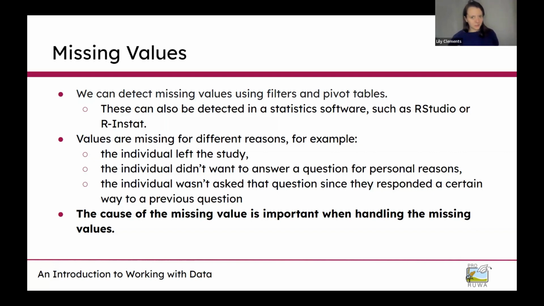To the third instance here, we didn't ask them that question because they said that they didn't have fallow land. We didn't ask them about their children because they don't have children. So therefore, we don't have any value to fill in there. We don't have a value which is missing because we didn't get the data. We have a value which doesn't have a value.